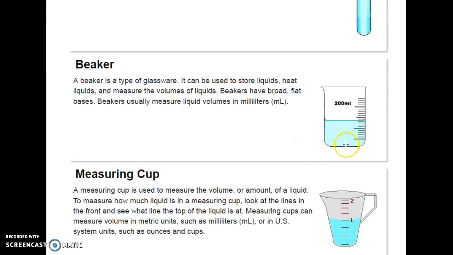Beaker. A beaker is a type of glassware. It can be used to store liquids, heat liquids, and measure the volume of liquids. Beakers have broad, flat bases. Beakers usually measure liquid volumes in milliliters.